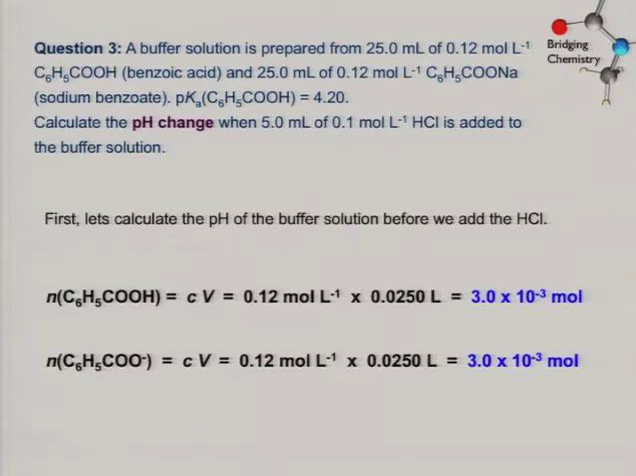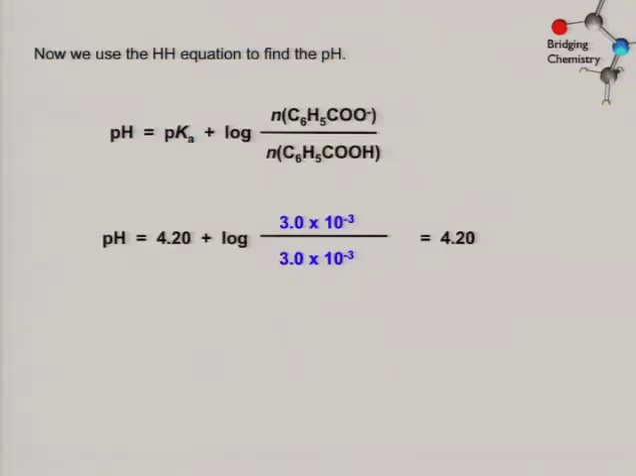But again, it's good to write this out. Do all your working. So the pH is equal to the pKa plus the log of the amount of benzoate over the amount of benzoic acid. And so it's 4.2 plus the log of 3 times 10 to the minus 3 over 3 times 10 to the minus 3, which equals 4.2. And so that's the pH that we start with.